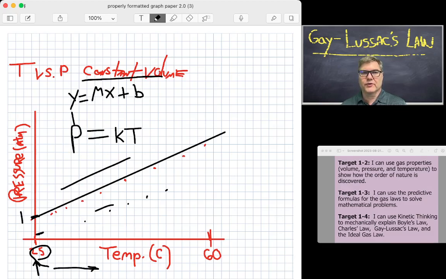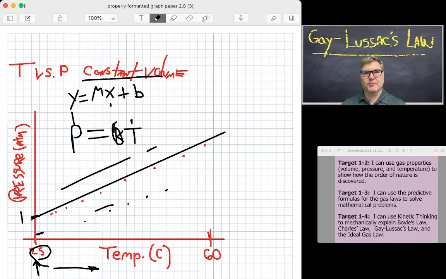Our equation starts with P, because what are we measuring on the y? Well, we're measuring pressure. So our pressure is the y variable. And then notice, instead of x, we have T. Well, that's because we're measuring temperature on the horizontal. Okay. Well, then what the heck is the K? The K is the slope. It's the slope of this line down here.